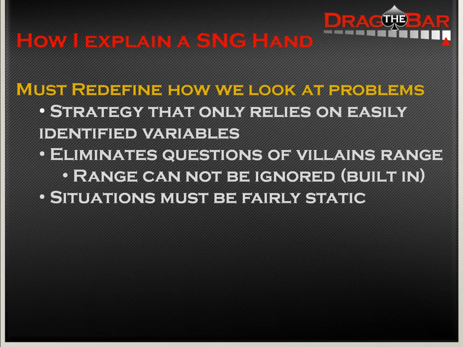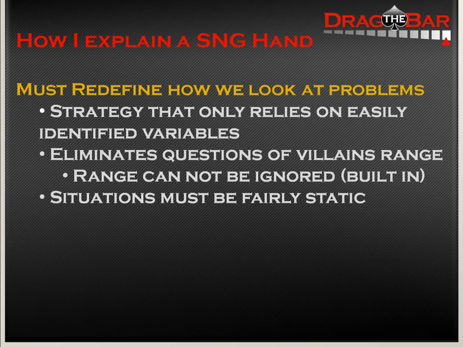And what creating a strategy like this does is it eliminates any question about what the villain's range actually is. It's not that we're ignoring the villain's range, but the villain's range becomes built into our strategy, and we start to deduce the villain's range and the correct play without having to actually think, what is this guy's range? So when we create these kinds of pivot points, what we need is a situation where the results are fairly static, meaning the results, based on the number of blinds and the position and all that sort of thing, don't really change very often.